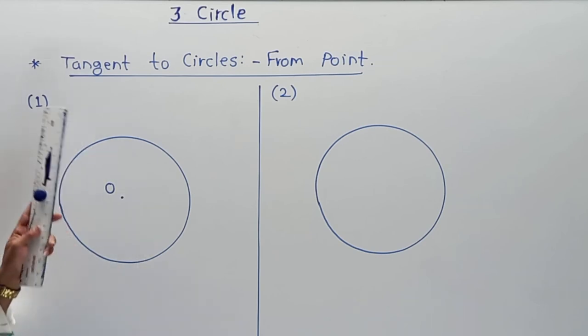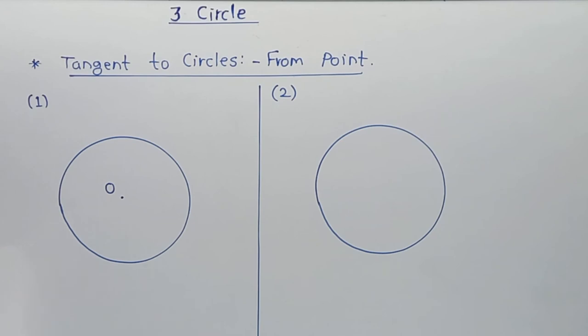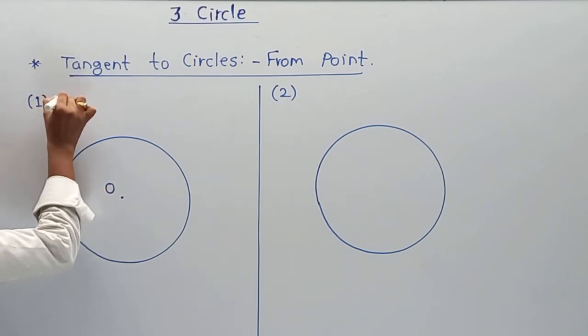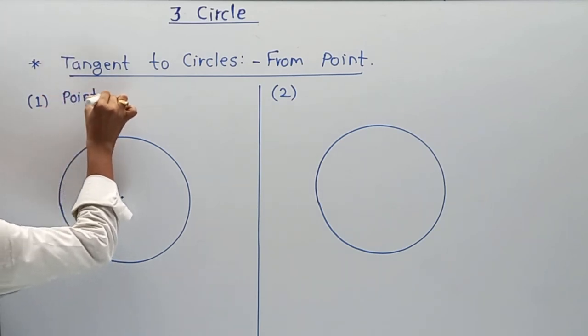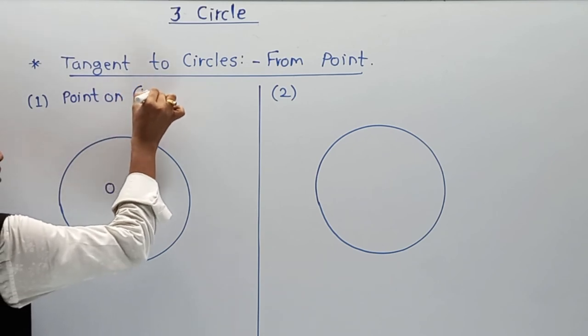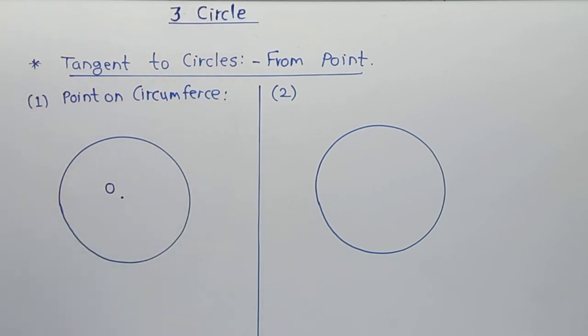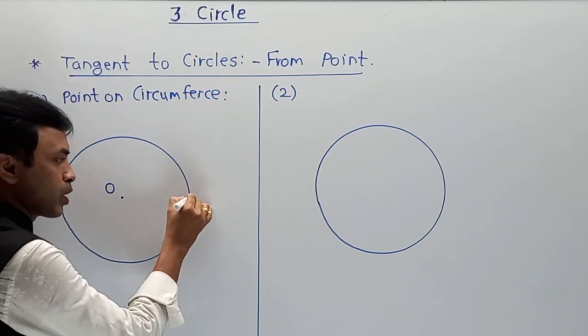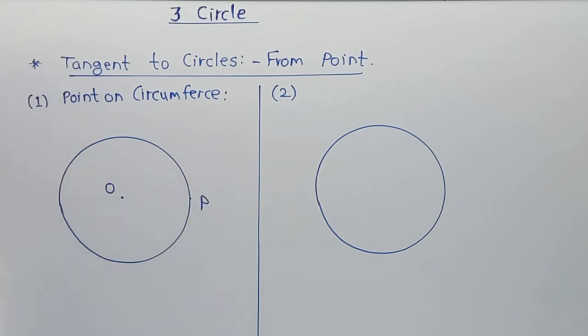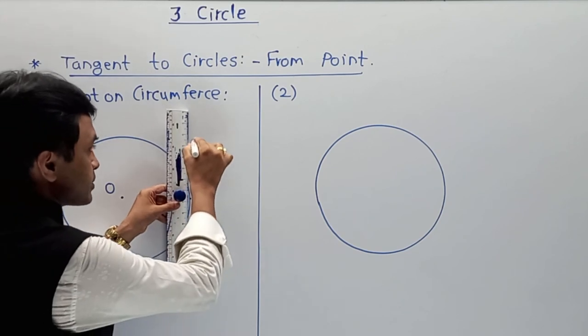There are only two possibilities. First condition: point on the circumference. Let us say I have drawn one point called P, and this point P is lying on the circumference of the circle. Then what is the condition of tangency? If there is only one point, then we can draw only one tangent passing through that point. And this tangent is like this.